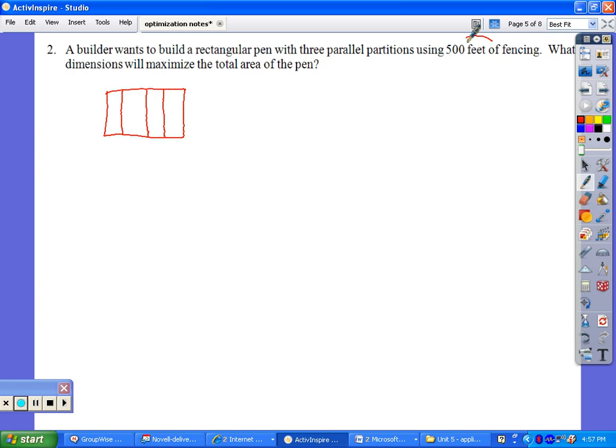So again, feet, it's not squared, it's not cubed. When I talk about fencing, I'm talking about the outside, how much there is. So that's going to be perimeter. It's 500 feet. What dimensions will maximize the area of the entire pen? So we don't care how many partitions, we just want to maximize area.